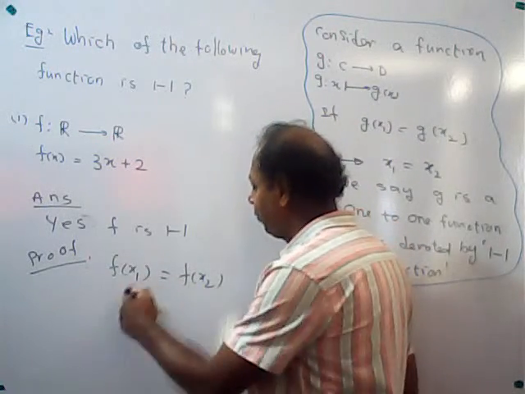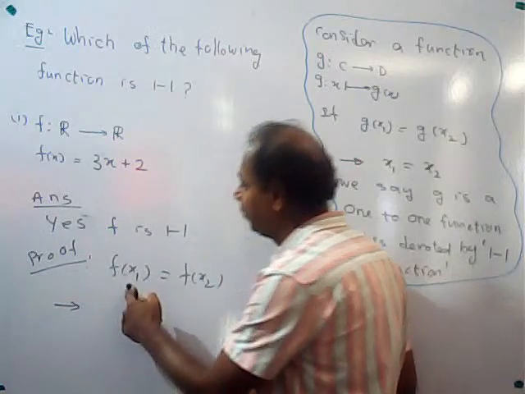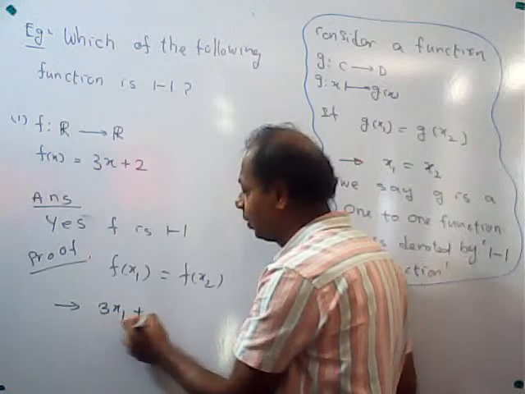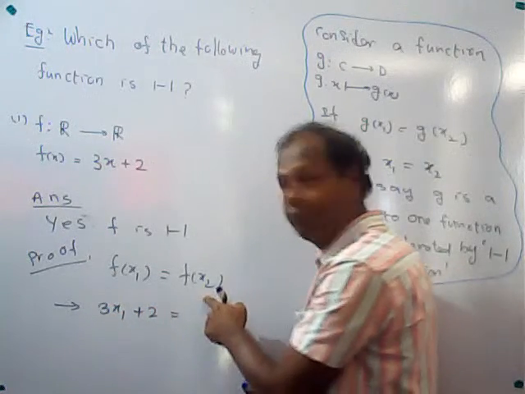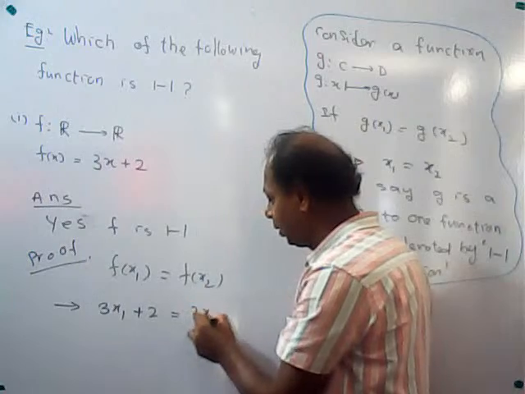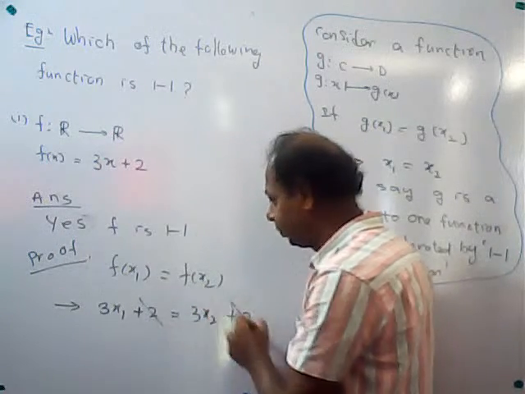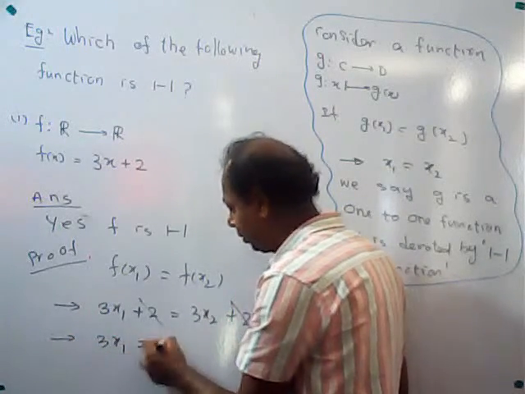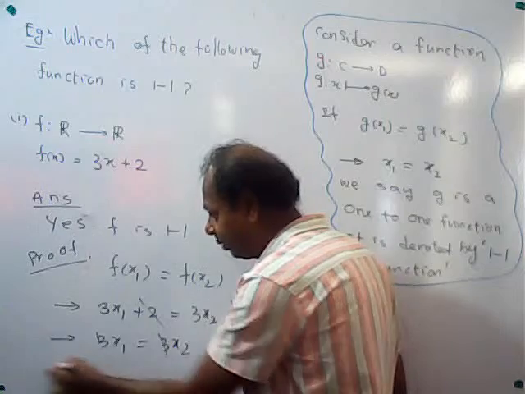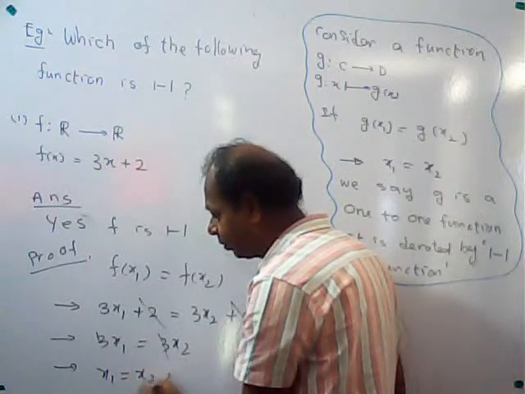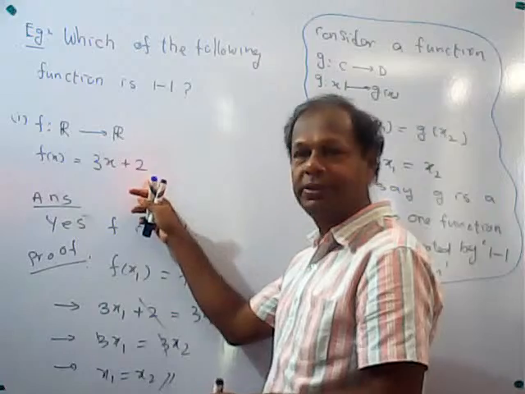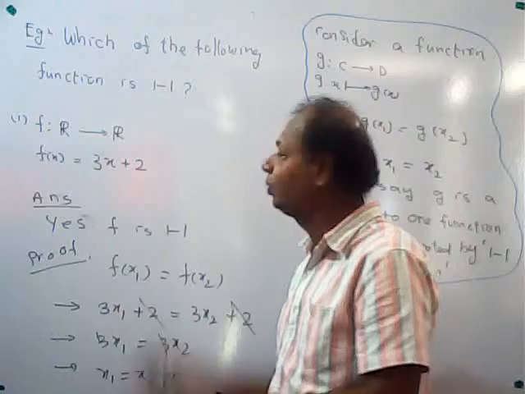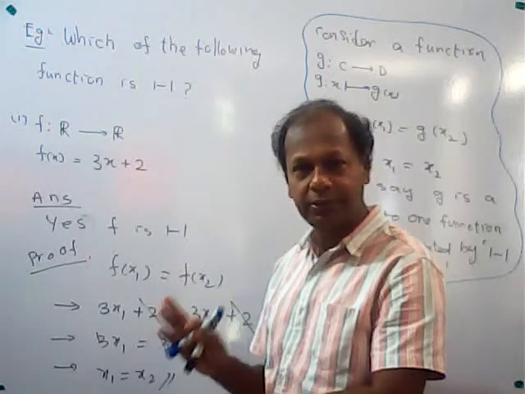So let's see. f(x1) equals f(x2) implies, f(x) is 3x plus 2, so f(x1) is 3x1 plus 2 equals f(x2), which is 3x2 plus 2. The 2 gets cancelled. This implies 3x1 equals 3x2. You can cancel 3, implies x1 equals x2. And that's all. For this particular function, if f(x1) equals f(x2), then x1 should be equal to x2. So it is a one-to-one function, right?